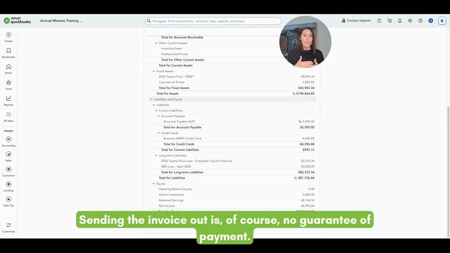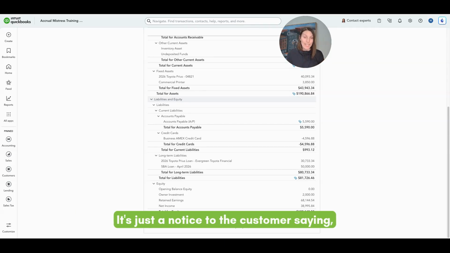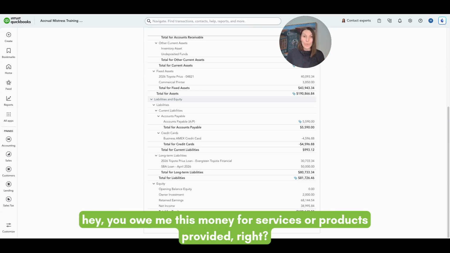Sending the invoice out is, of course, no guarantee of payment. It's not guaranteeing that cash is going to change hands. It's just a notice to the customer saying, hey, you owe me this money for services or products provided.